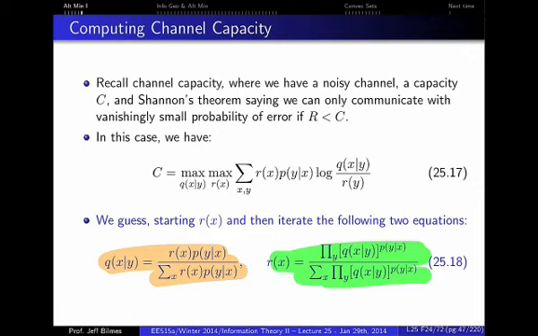The right-hand side is actually sort of a form of a weighted harmonic mean. Or maybe it's a weighted geometric mean, I think is the better term, because we're, in some sense, taking a geometric mean of q weighted by p, and then normalizing. So it's not an arithmetic mean. It's like a weird form of geometric mean. But you just keep doing that, bouncing back and forth, and it will converge to the right answer, to the capacity.